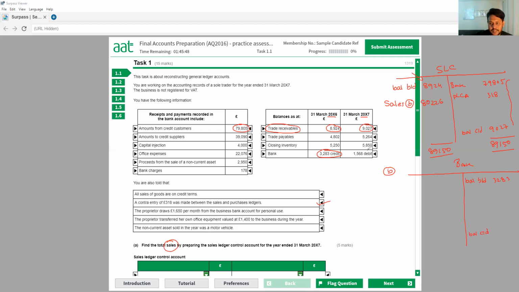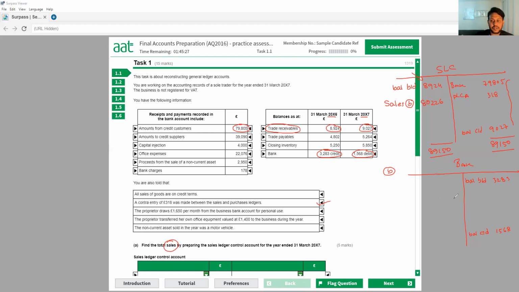Balance CD, because this is debit. Because whatever is the balance CD is the balance BD for the next period. Remember that. For that reason, it will come on the credit side, because balance CD on the credit means balance BD on the debit side. All right, so this is our opening and closing is done.